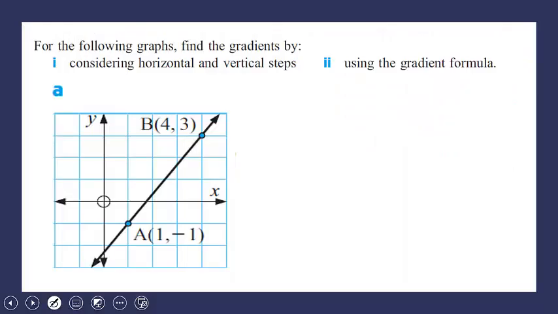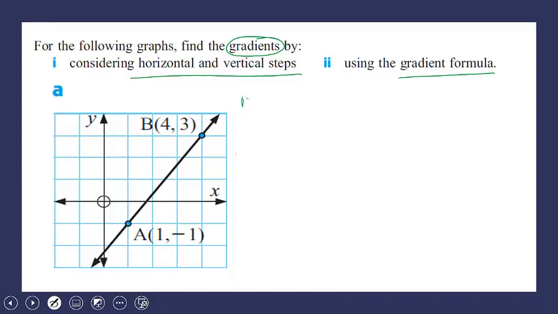Now we are on question 4. Question 4 is asking us again to do two things. They tell us to find the gradients twice. The first one is to use the jumping method, and the second one is to use the gradient formula. So for question A, let's do the jumping method.